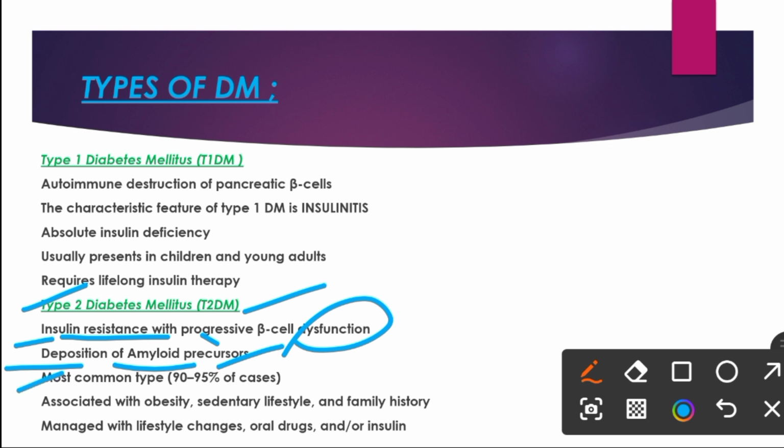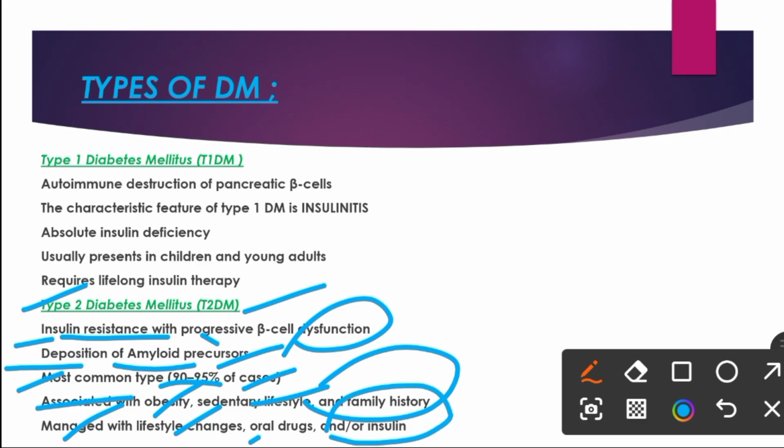It is the most common type of diabetes, accounting for about 90 to 95% of cases, and it is associated with obesity, sedentary lifestyle, and family history. Type 2 diabetes is managed with lifestyle changes, oral hypoglycemic drugs, and sometimes, when uncontrolled, we also give the patient insulin.